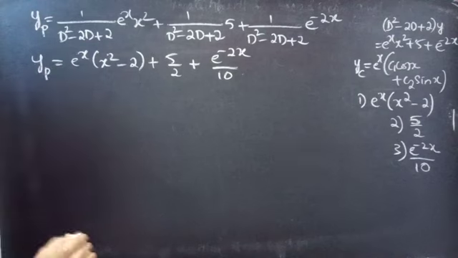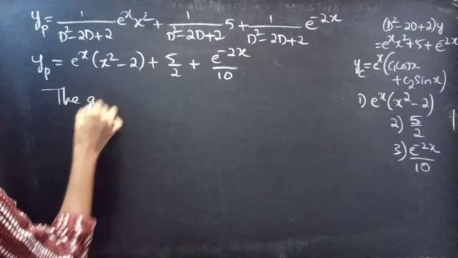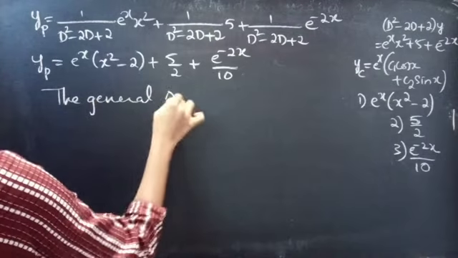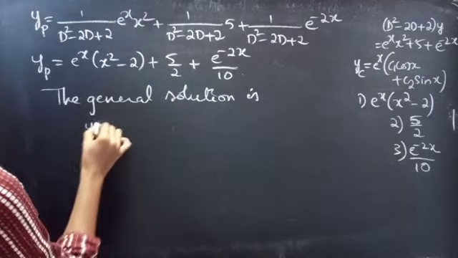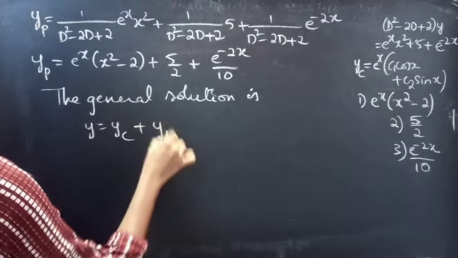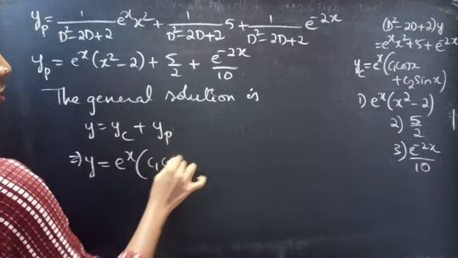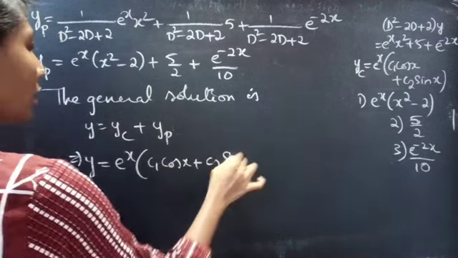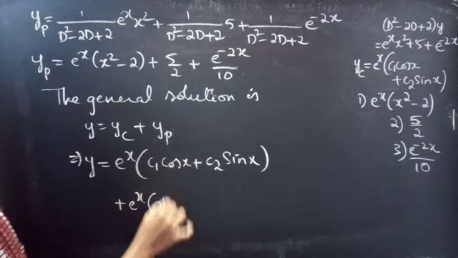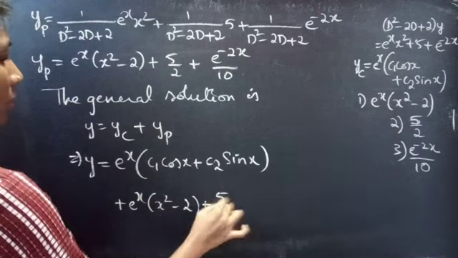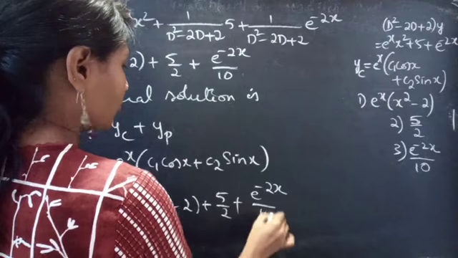Now we have yc and yp, right? So let's write the general solution. The general solution is given by y equals to yc plus yp. Then y equals to yc, we have e power x into c1 cos x plus c2 sin x, and yp is e power x into x square minus 2 plus 5 by 2 plus e power minus 2x by 10. This completes the problem.